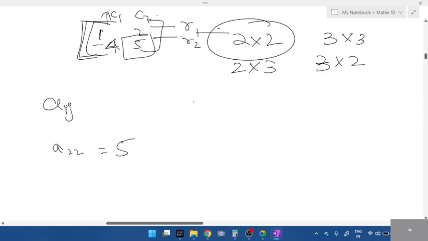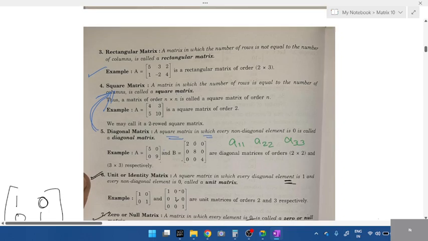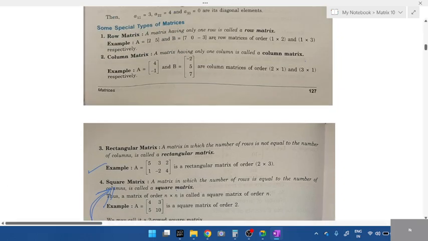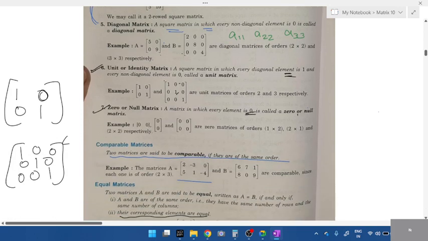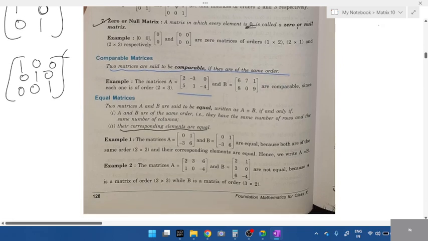Then we studied different types of matrix. What are the types of matrix? Square matrix, rectangle, diagonal, right? What are the types of matrix, students? You'll remember this row, column. If it has one row, one column, rectangle, square, diagonal, unit matrix. Unit, identity is 1. The diagonal element should be 1. Zero matrix, everything is 0. So remember identity. Identity is important. Unit or identity matrix. Next one we have comparable matrix.